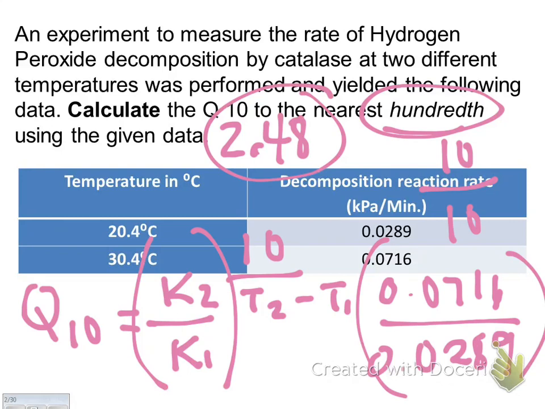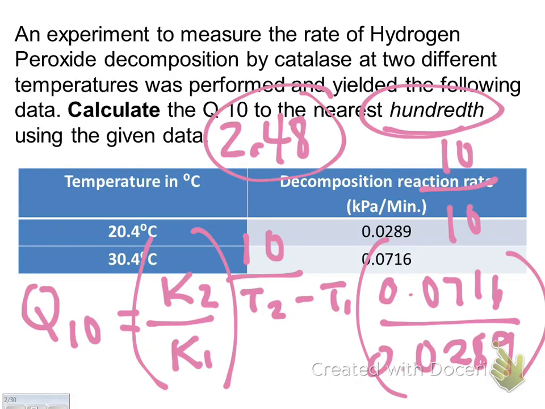Questions on this one? Anybody who missed it got a couple questions? A couple things I saw would be the rate divided backwards. So make sure that you do the second rate divided by the first rate. And then another thing, make sure that's an exponent, not multiplied.